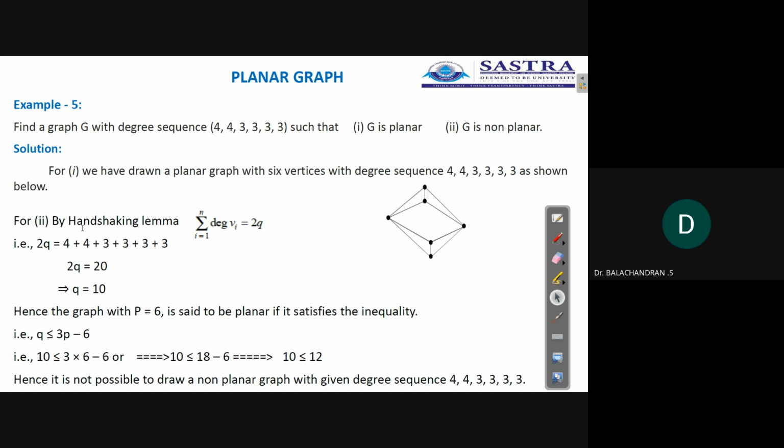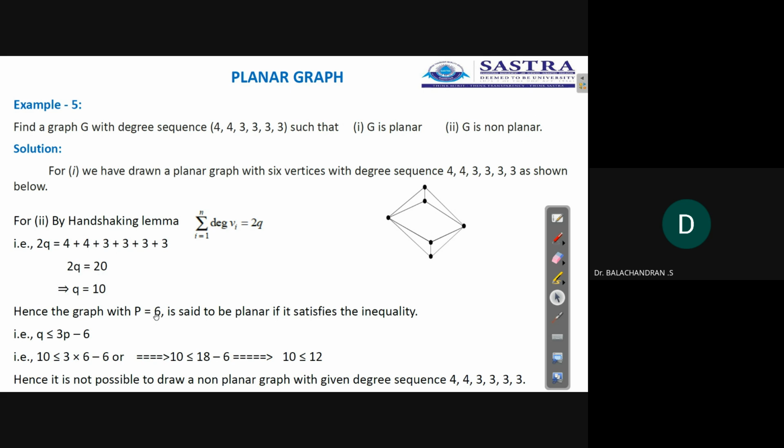For the second subdivision, they are asking to draw a non-planar graph using this degree sequence. By the handshaking lemma, the sum of the degrees of the vertices equals twice the number of edges. So 2q, which is 2 times the number of edges, if you add the degrees, 4 plus 4 plus 3 plus 3 plus 3 plus 3, so 2q is equal to 20. From this you can find q equal to 10. That means the number of edges is 10 and the number of vertices is 6.